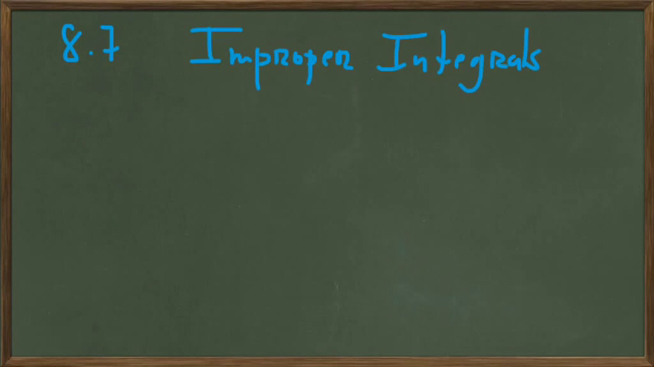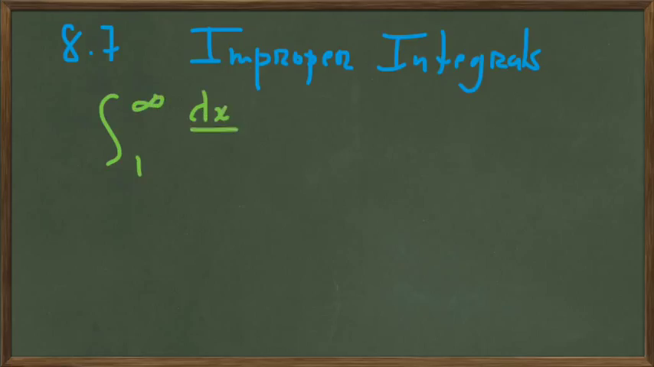In this last video for Chapter 8, we talk about so-called improper integrals. They're called improper because the limits of integration involve infinity, or because if we plug one of the limits into the integrand, it makes the integrand infinity. We're mainly interested in this section in these two improper integrals.